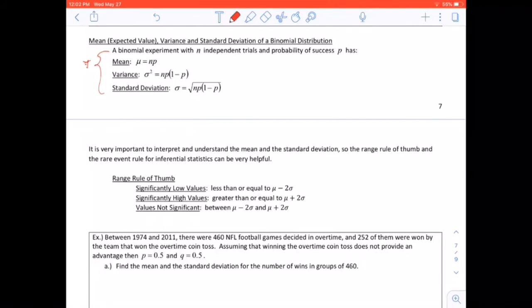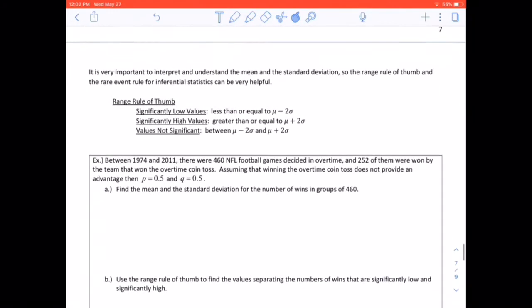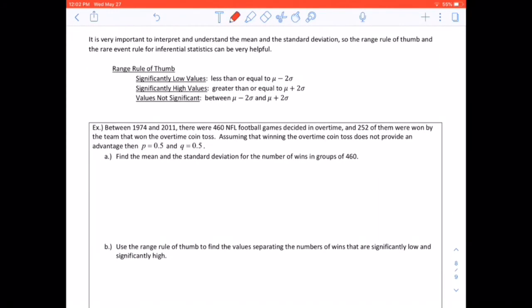It is very important to interpret and understand the mean and the standard deviation so that the range rule of thumb and the rare events rule for inferential statistics can be helpful. And so the range rule of thumb, and this is again what we've been seeing for the past few chapters, is going to be a significantly low value is if it's less than or equal to mu minus 2 sigma, a significantly high value is greater than or equal to mu plus 2 sigma, and values that are not significant are between those two values.